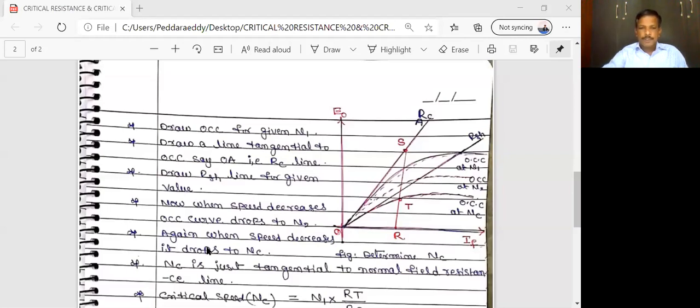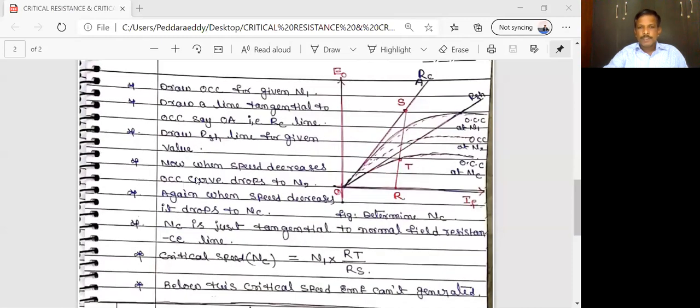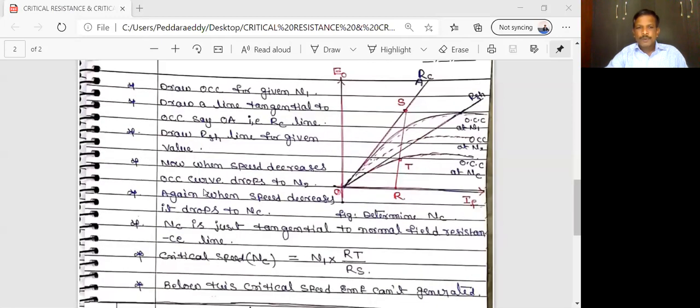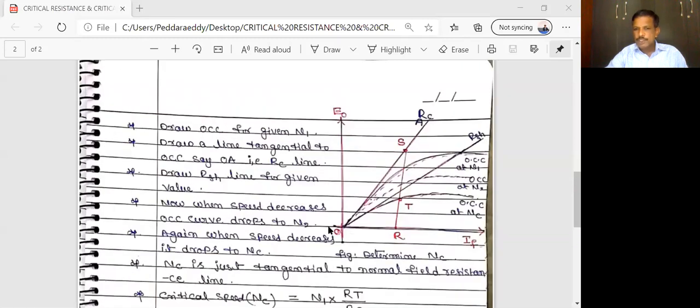So coming to the discussion, how to draw this. Draw the OCC for the given N1, that is, draw the OCC curve for the given rated speed. Draw a line tangential to the OCC, say OA. If we draw a tangential line to this, that is RC. Draw the RSH line for the given value. This is the RSH line, which you already know.